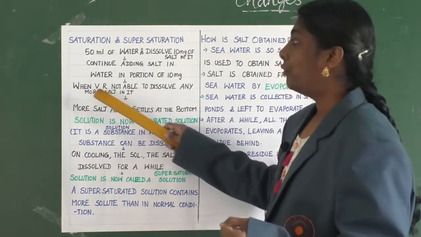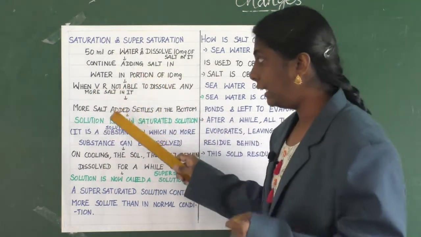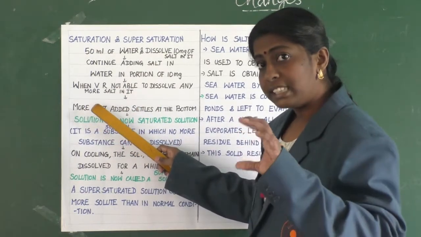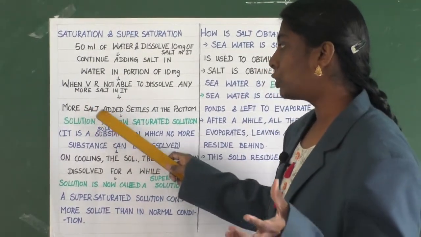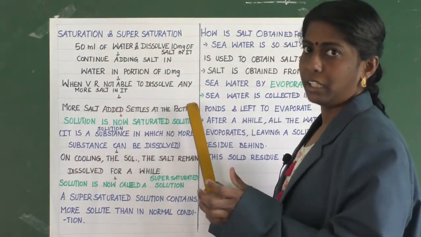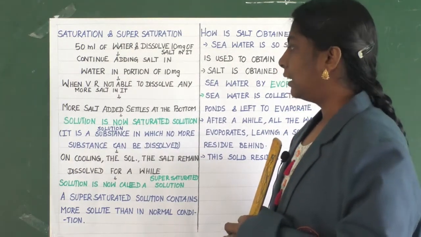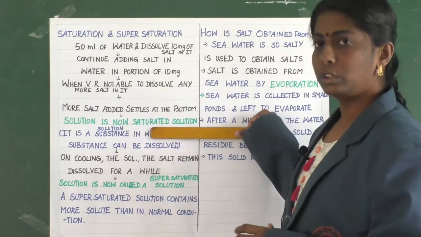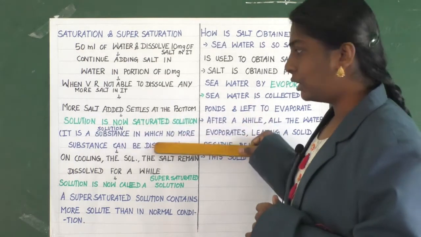So when we are not able to dissolve any more salt in it, the excess salt that is added settles at the bottom. Is it not? Yes. Now this state is said to be a saturated solution.